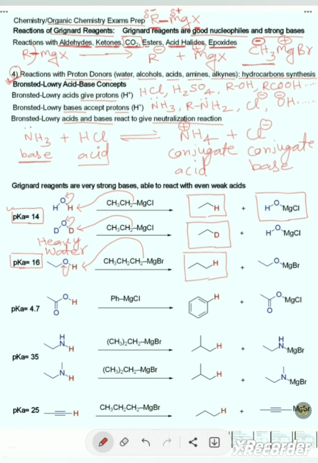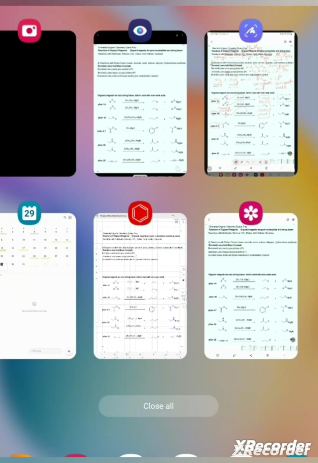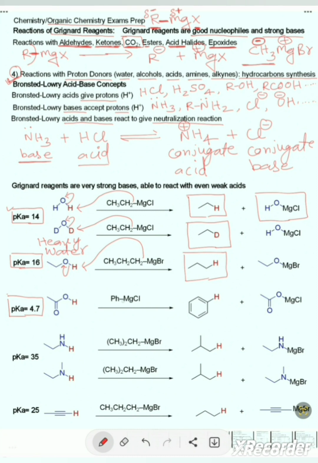Now the fourth reaction here is the reaction of Grignard reagent base with a carboxylic acid. Here we have shown acetic acid, whose pKa is 4.7. Again, the base takes the proton to form the corresponding hydrocarbon. In this case, it is benzene.